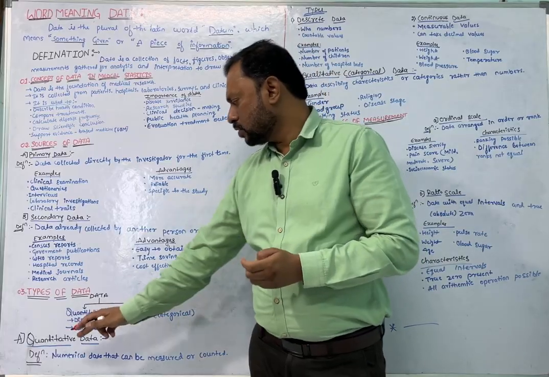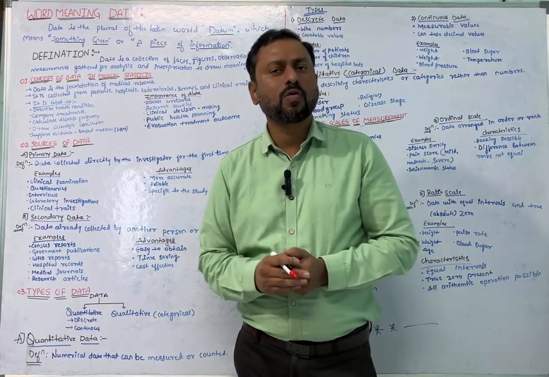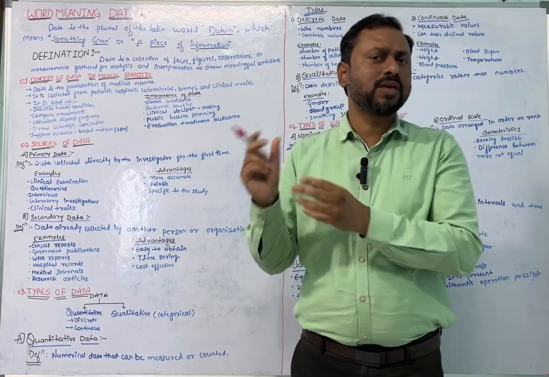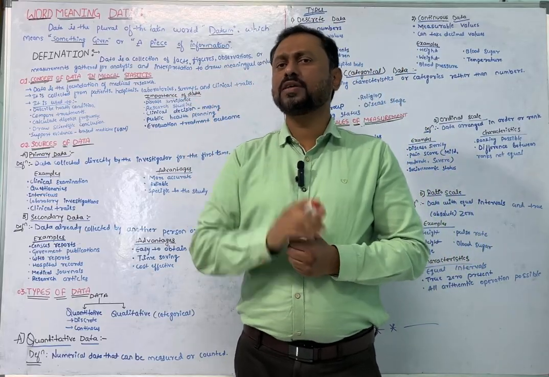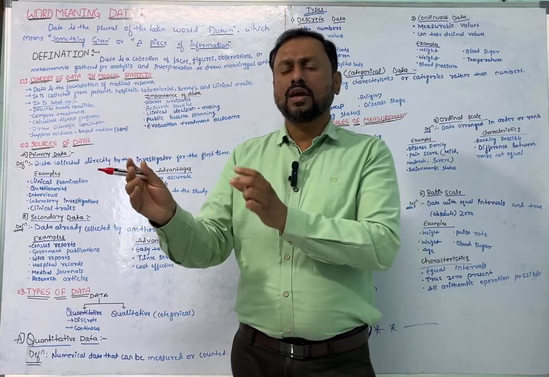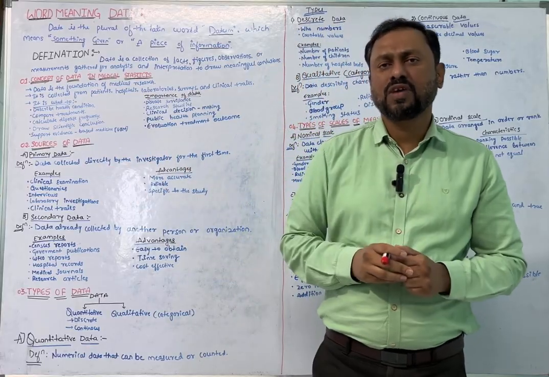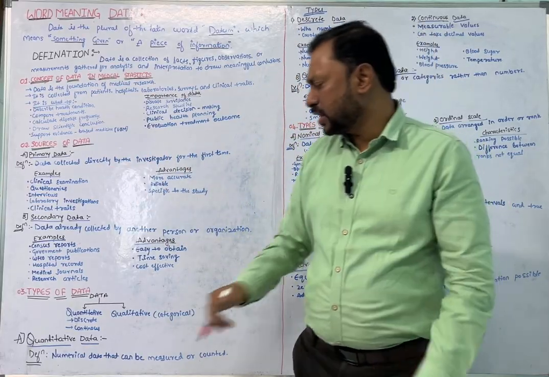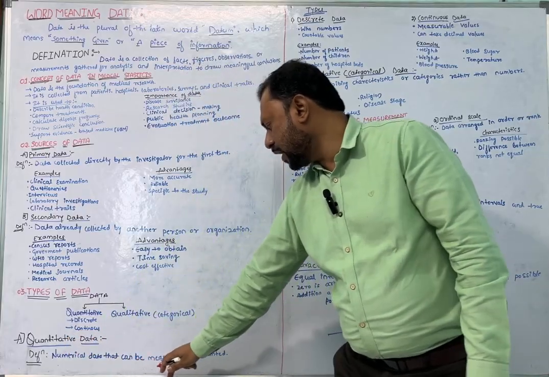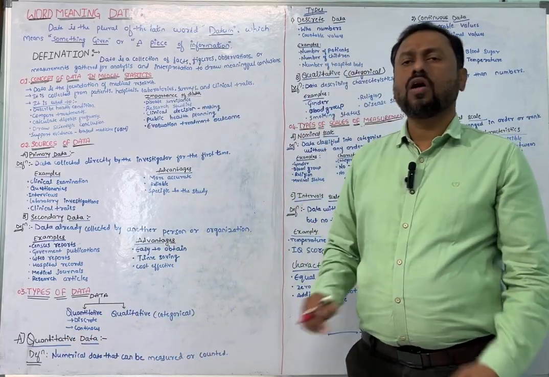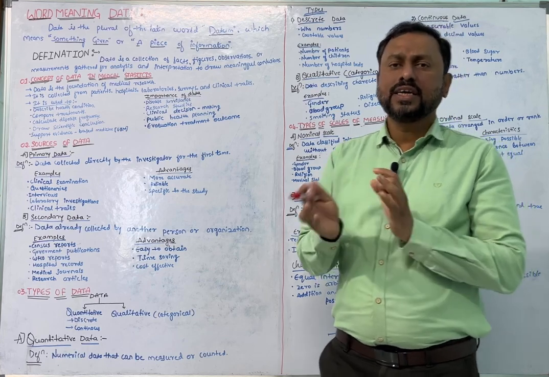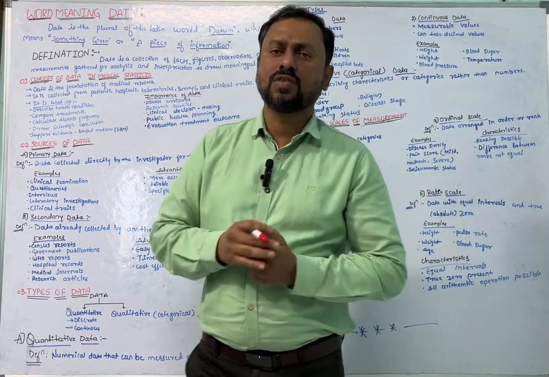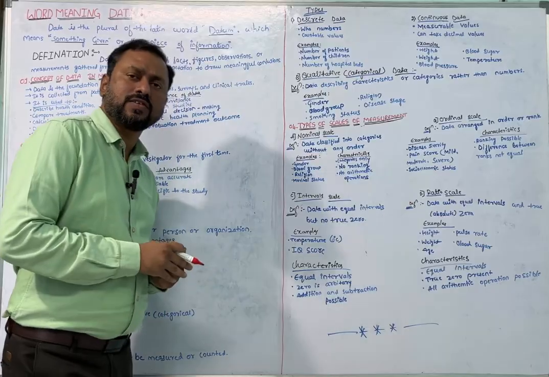First of all, the quantitative data. What is meant by quantitative? The simple name is given. Quantity means we are using numericals, numbers. The information we are collecting in number form is called quantitative data. It means numerical data that can be measured or counted. That is called quantitative data. It is again divided into two types, one is discrete, another one is continuous.